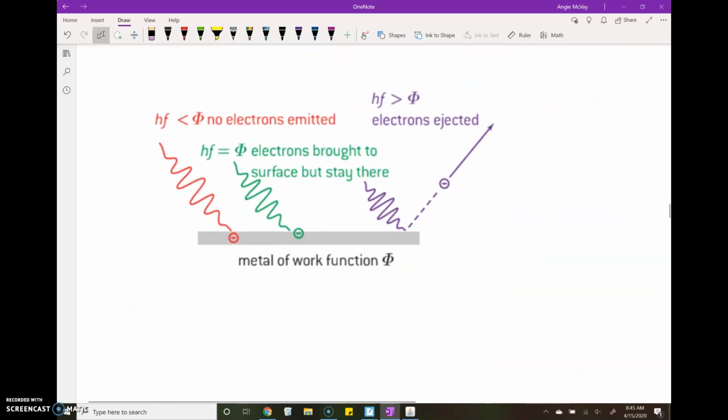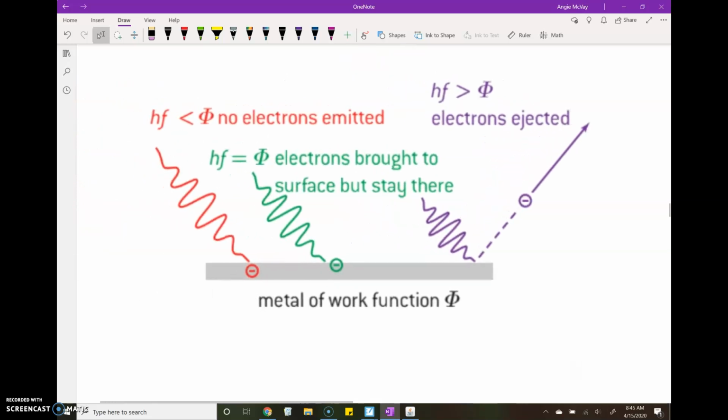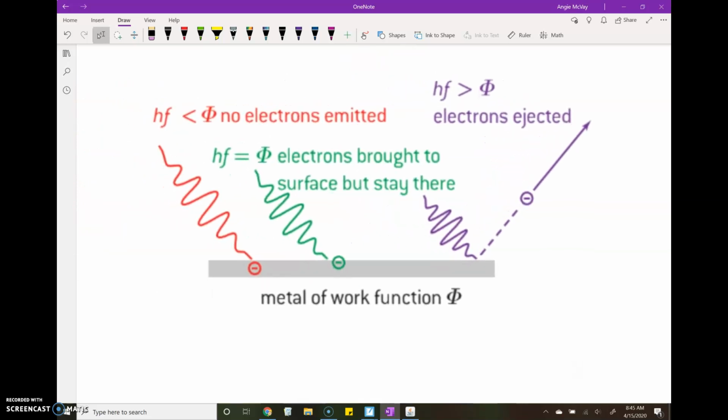All right, so here are some of the take-homes. You've got a photon incident on a metal that has a specific work function. If the photon's energy is less than that work function, the electron can't be liberated from that material, and so no electrons are emitted. The electron stays in that material. It doesn't have enough energy to get out.